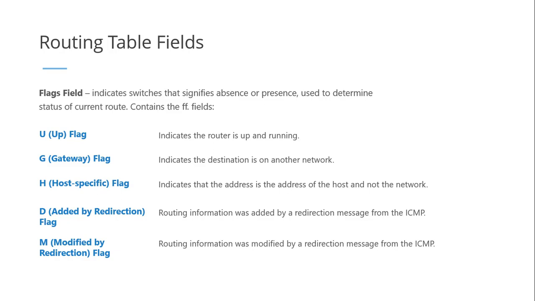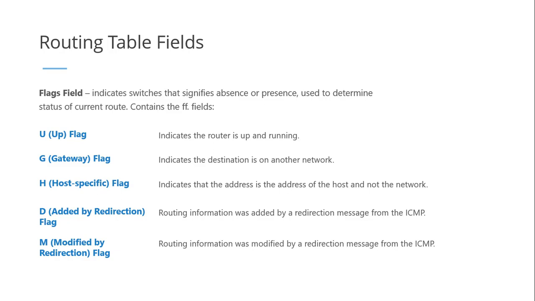Next, we have D and M. D is a redirection flag and M is modified by redirection. So added and modified. Now, there are times, as part of the services of a router, it continuously updates its routing table. Depending on the type of protocol, sometimes it is refreshed during or after a specific amount of time. Or sometimes, in another type of protocol, it is updated if there are changes in the route.